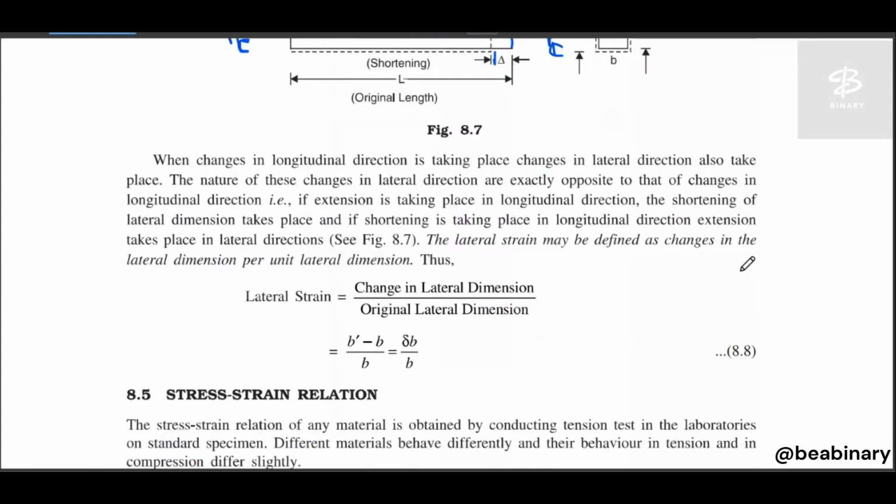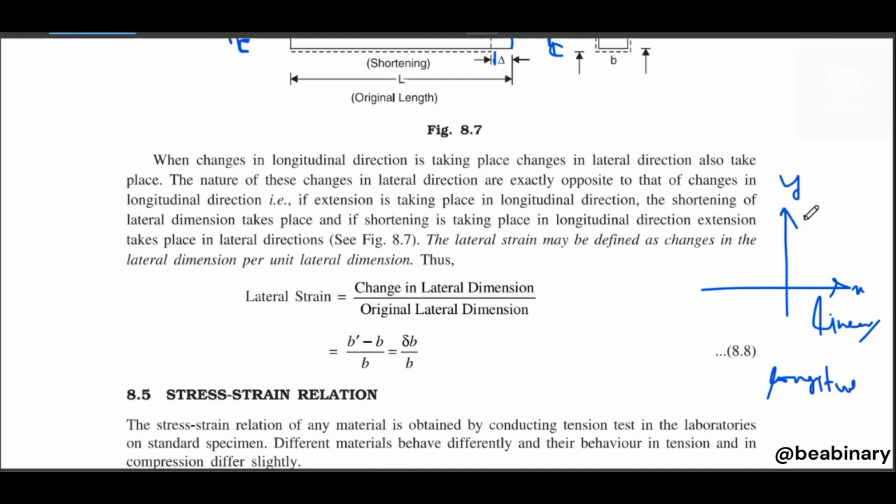Okay. So now in that case, we define: when a change in the longitudinal direction is taking place, a change in the lateral direction also takes place. Longitudinal means the x direction, lateral means the y direction. In the x direction, simple meaning linear, or longitudinal. And this is the x direction, this is the y direction. So this is the transverse or lateral.